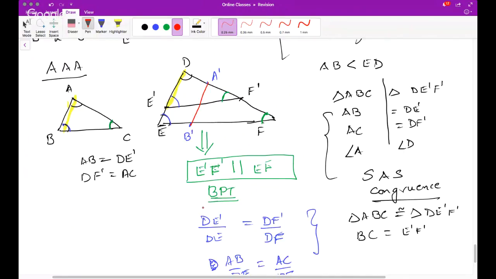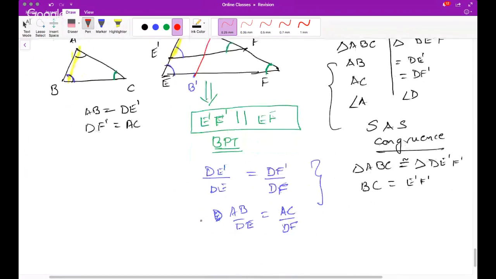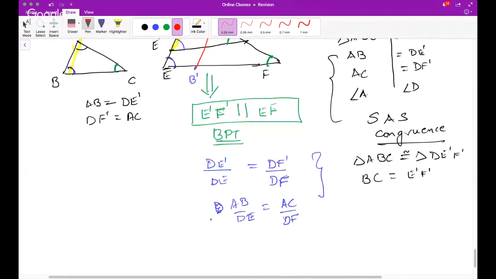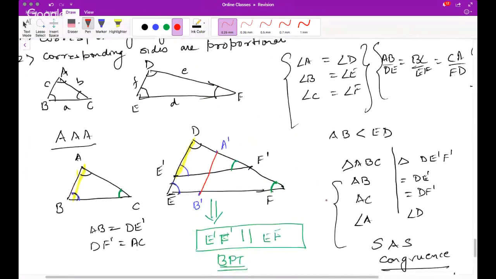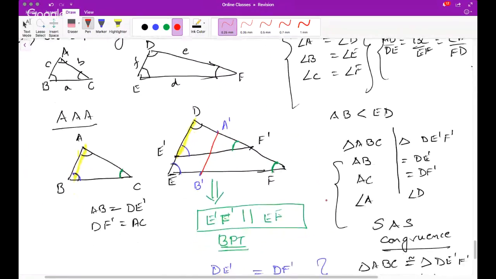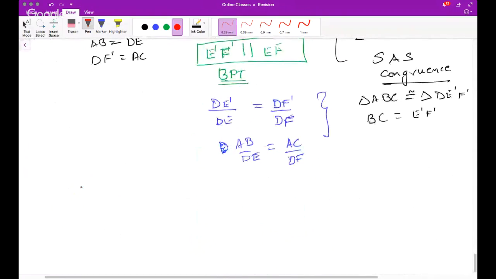So this particular exercise can be repeated, and what did we get from here? The three angles were anyway given to be equal, and from this proof we just proved that the sides are also proportional. So we can say that the criteria for similarity are fulfilled, and hence the two triangles are similar by AAA similarity criteria.